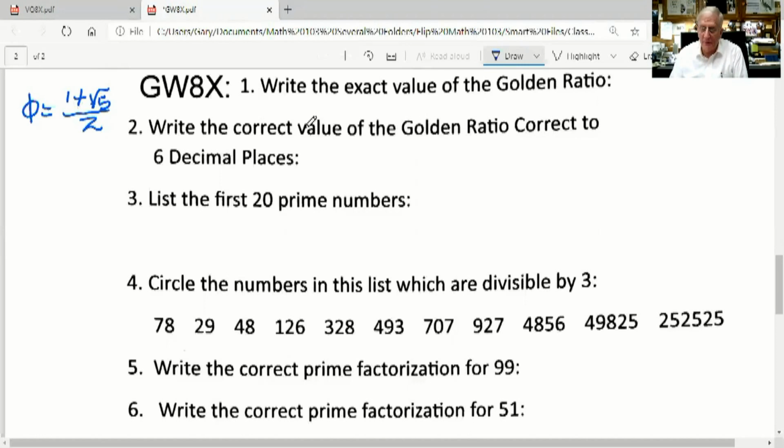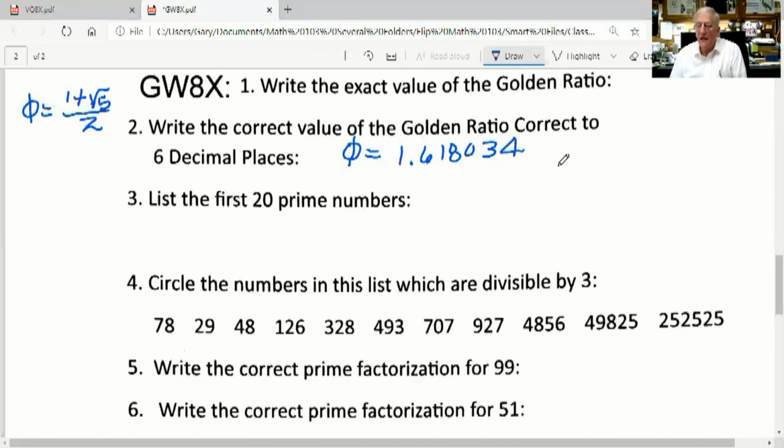Then it says in number 2, to write the value of the golden ratio, correct to 6 decimal places. So if you don't know that or have not memorized that, you don't have to. You can simply go on your calculator, take the square root of 5, add 1 to it, get that answer, and divide it by 2, and it will give you 1.618034. It comes out 339 on the calculator, but you just take the 39 and make it a 4 to make it 6 decimal places.